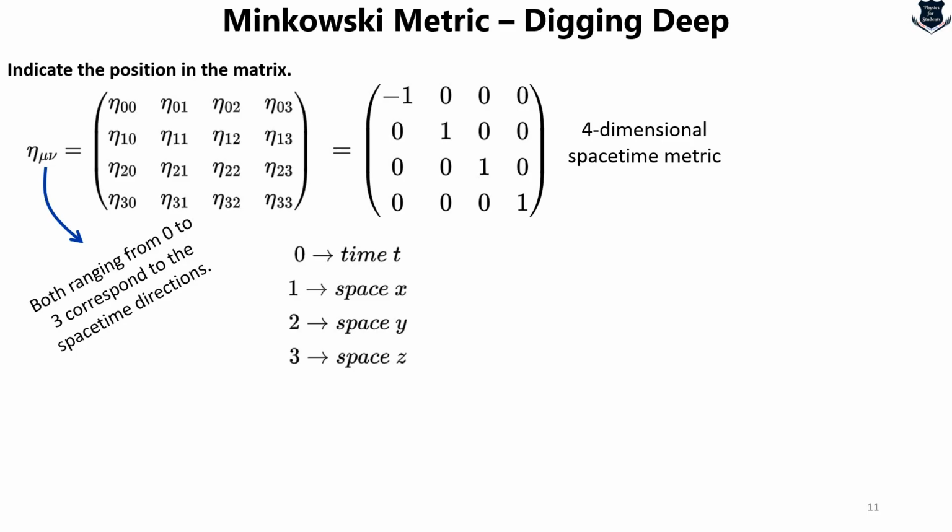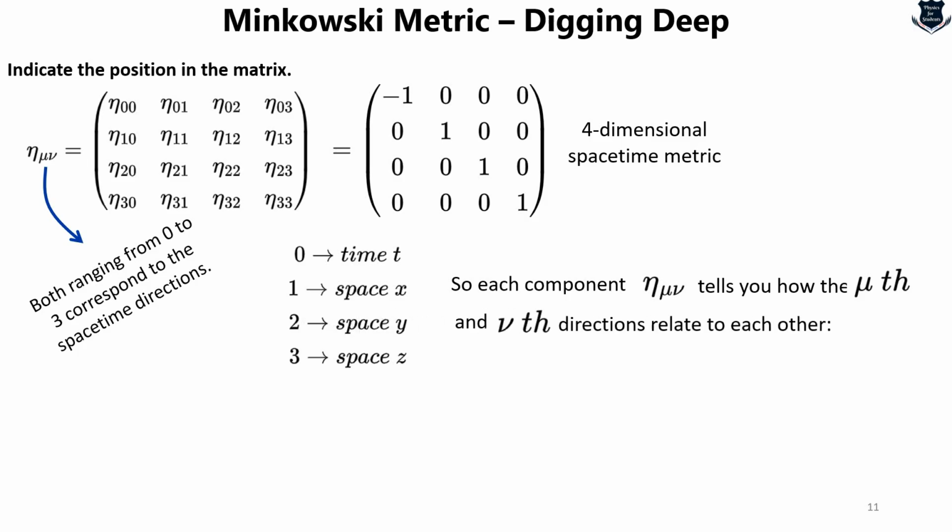So we have got 3 spatial components and 1 temporal component, which is the time component. So from here what we can say is that each component of this eta mu nu, that means the space-time indices 0 to 3, tells you how the muth and the nuth component, I would say the directions, are related to each other.